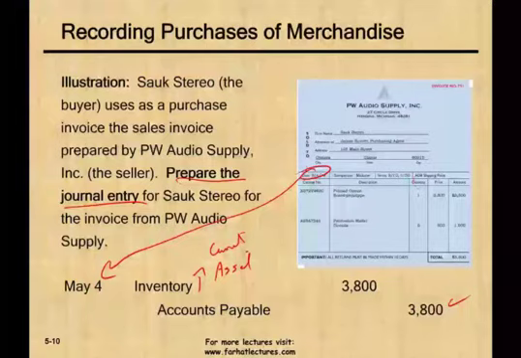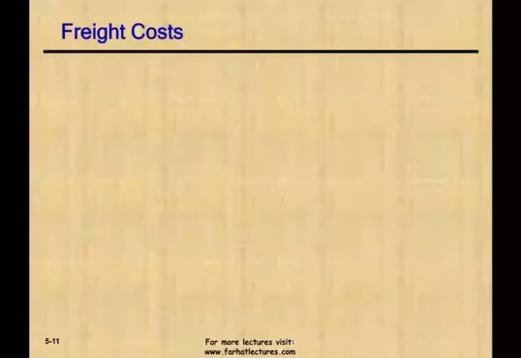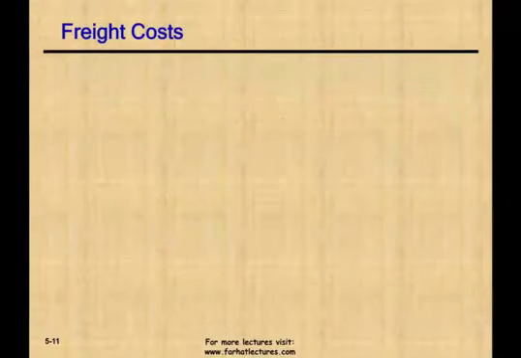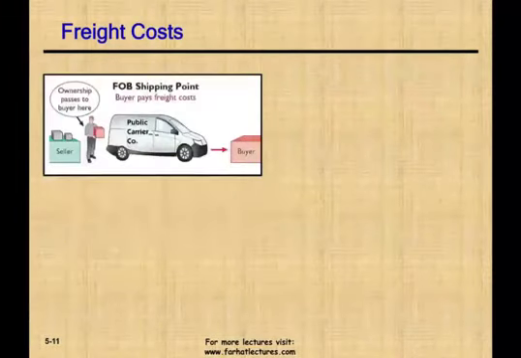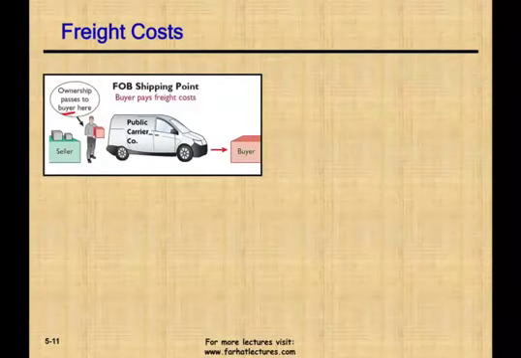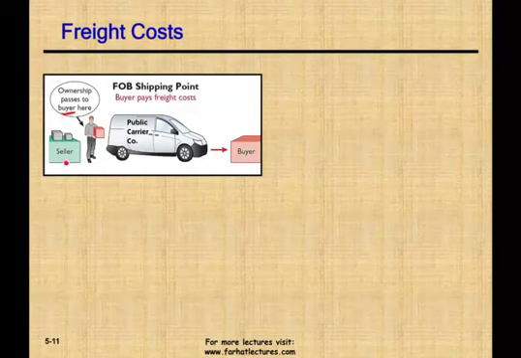Now let's talk about the shipping term. It says here FOB shipping. So we need to know, what does FOB shipping mean? When you buy something, you have to know what the shipping terms are. FOB shipping means the ownership passes to the buyer as soon as it leaves the store. So this is the seller.